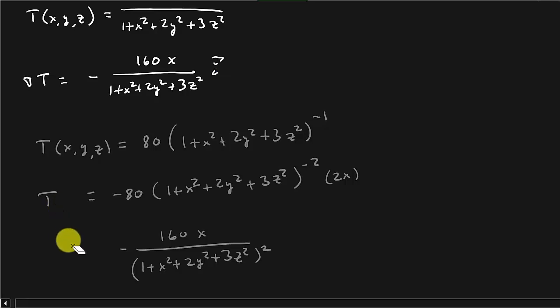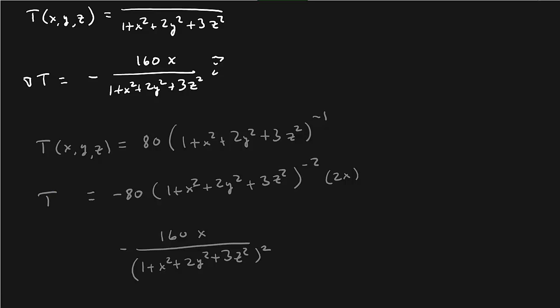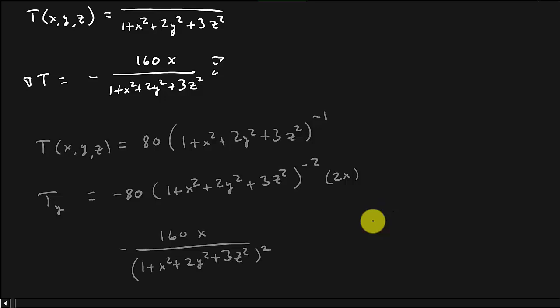If I was doing the partial with respect to y, it would be the same thing, but when I multiply by the derivative of what's inside the parentheses, that would be times 4y. So this would become 320, and it would be 320y. And then z would be the same thing. So now you know how to do that.